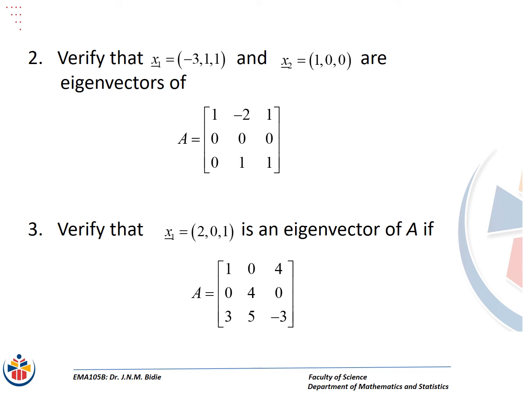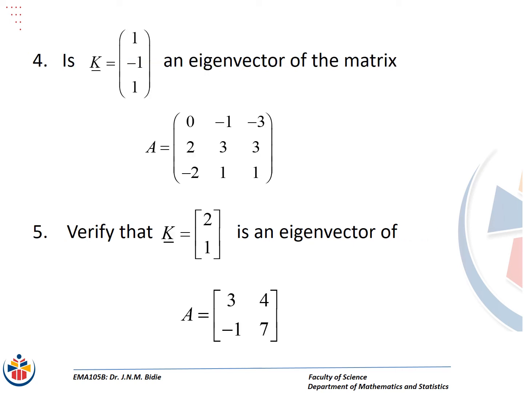Do the same for number 2. You may discover that some of the vectors that we've given you here are not eigenvectors, but you need to check. The equality A times that vector must give you a scalar times the original vector. Here are some other problems as well.